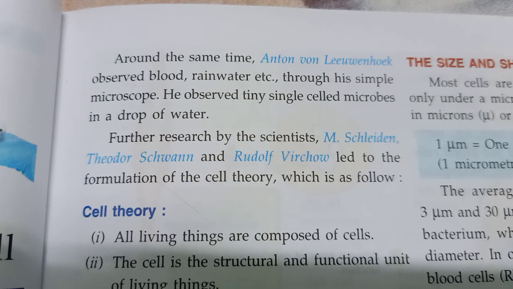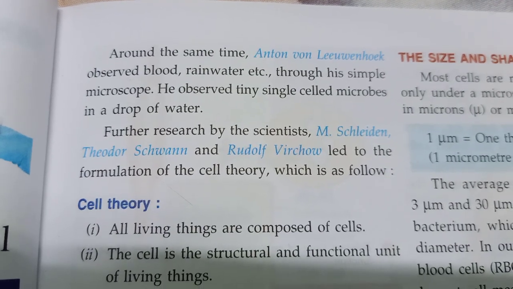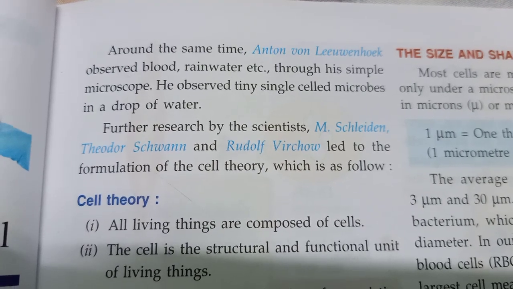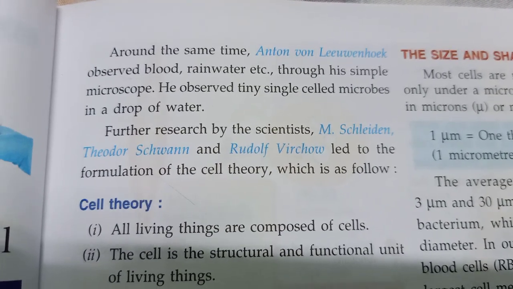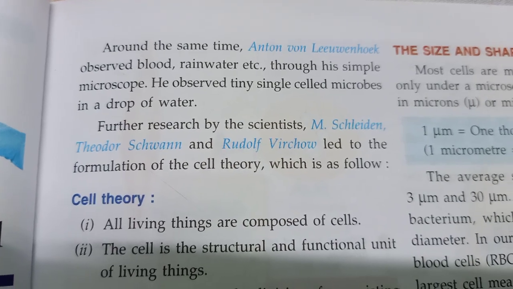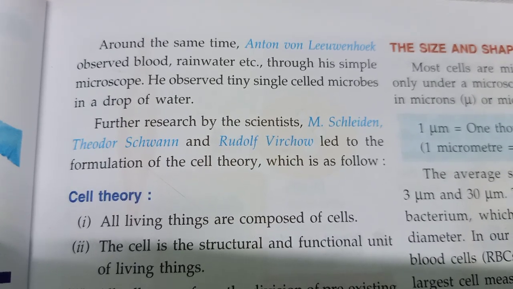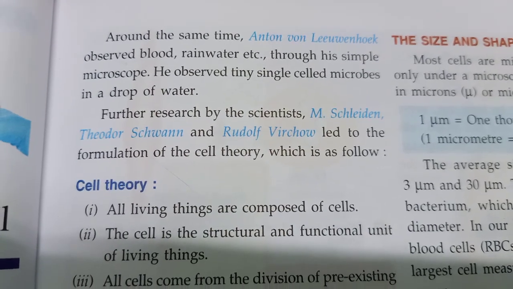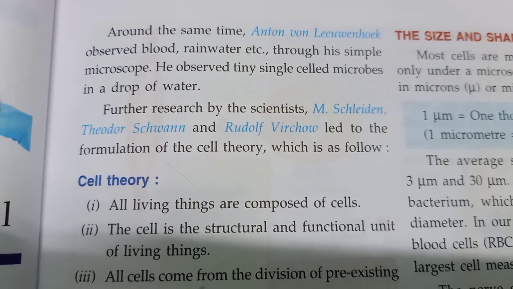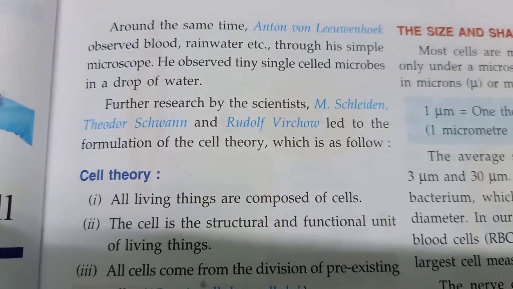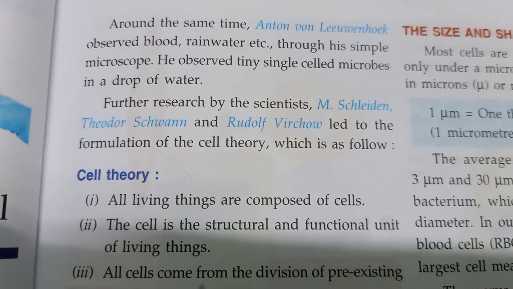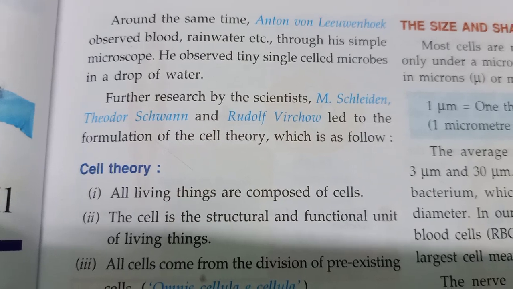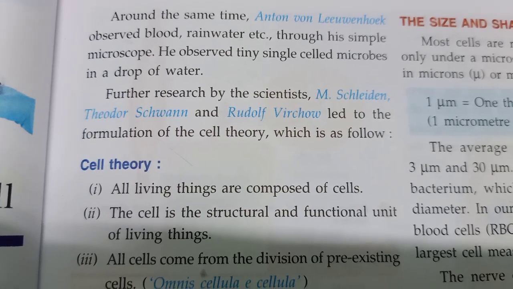Around the same time, Anton van Leeuwenhoek observed blood, rainwater, etc. through his simple microscope. What he observed in that microscope was tiny single-celled microbes in a drop of water. So he observed that there are some microbes present in a drop of water. Further research by the scientists M. Schleiden, Theodor Schwann and Rudolf Virchow led to the formulation of the cell theory.